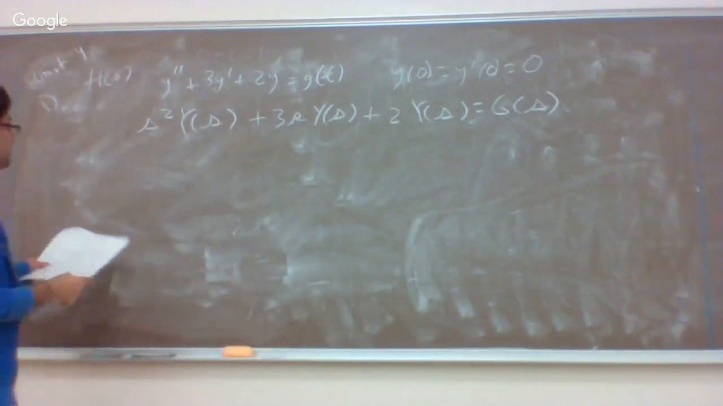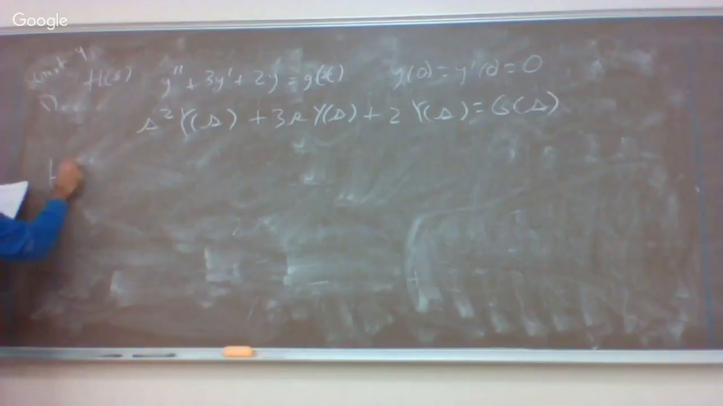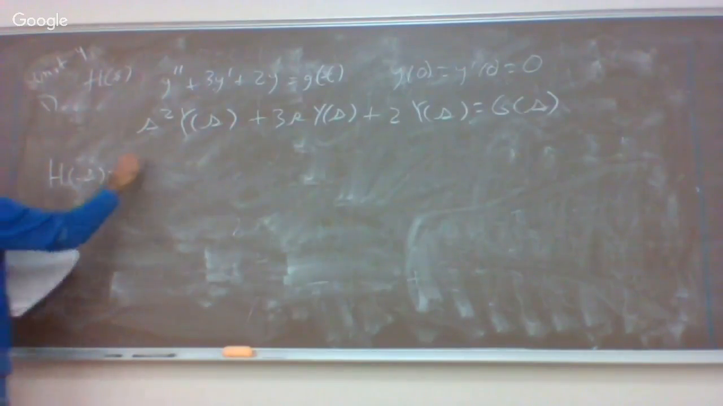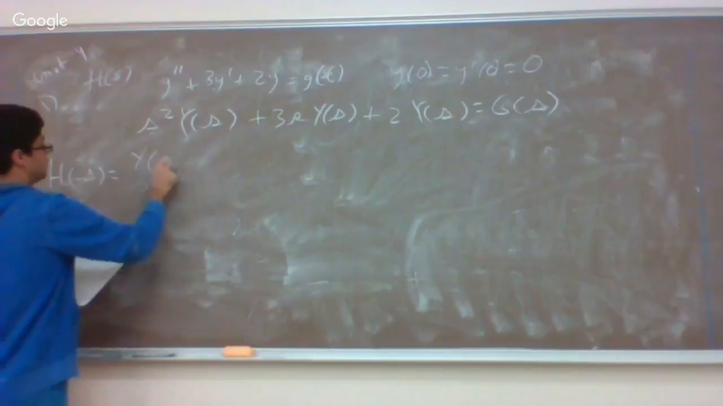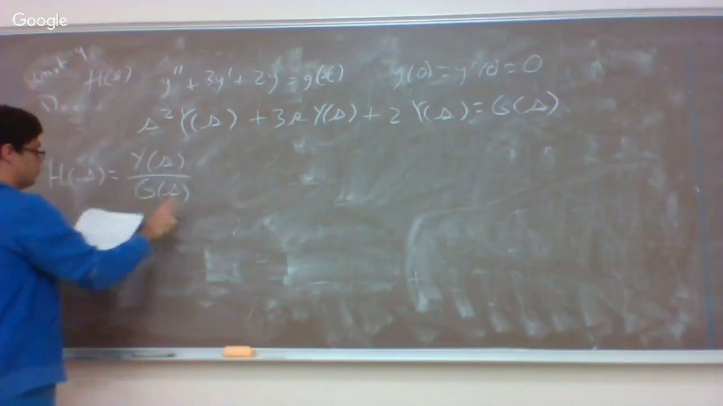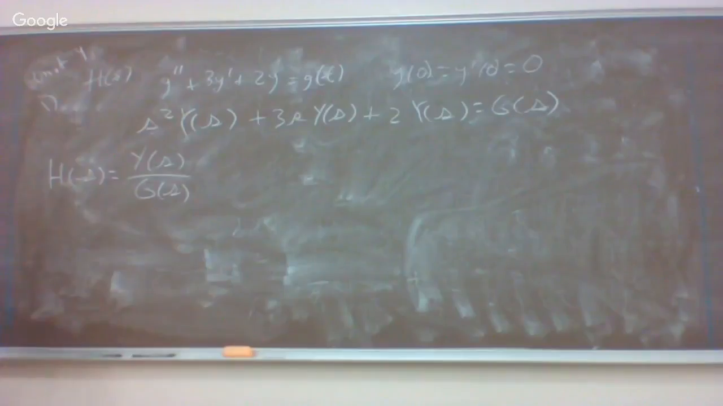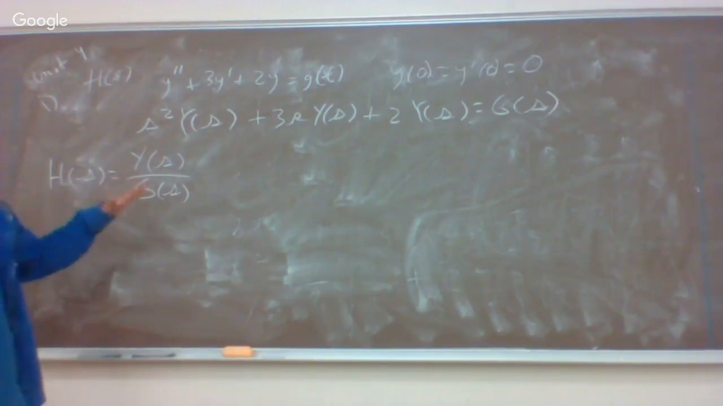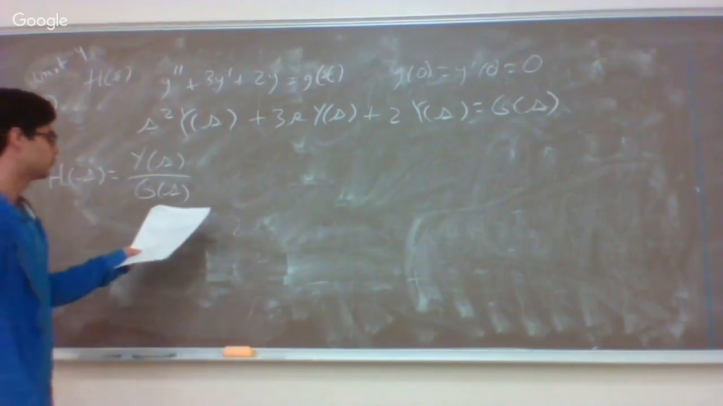Okay. Use to convert from Y of s to G of s. Go essentially from your input to output. But this is how we find it. Y of s over G of s is equal to H of s. So that's something you can do. So then we solve for that.